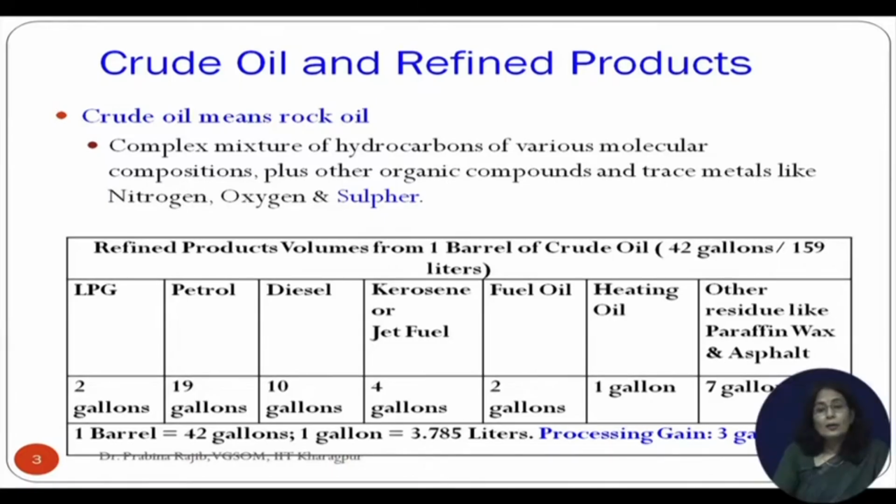If you add up all these outputs, it comes out to almost 45 gallons. Where does the extra 3 gallons come from? This is known as the processing gain of 3 gallons. So if a company is producing or extracting 1 barrel of crude oil, which is equivalent to 42 gallons of crude oil, that company will be able to produce 45 gallons of this combination of outputs.